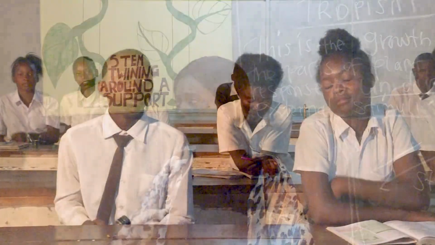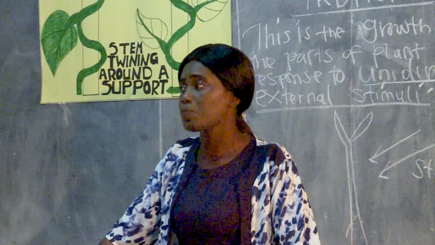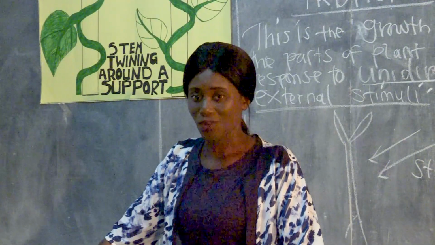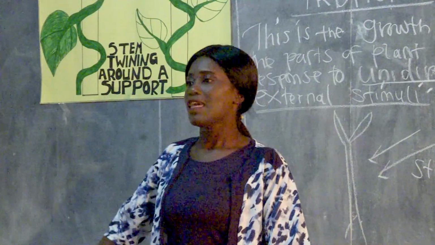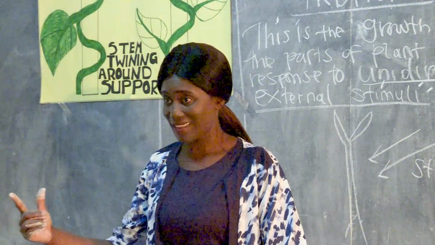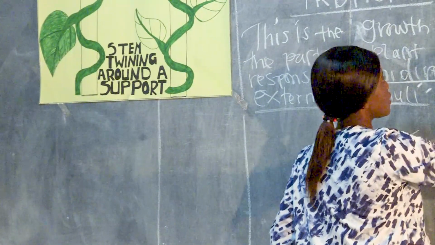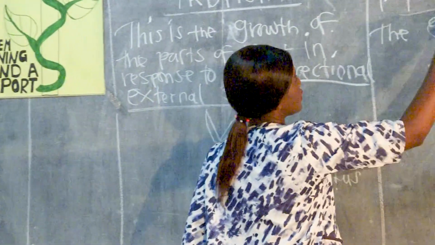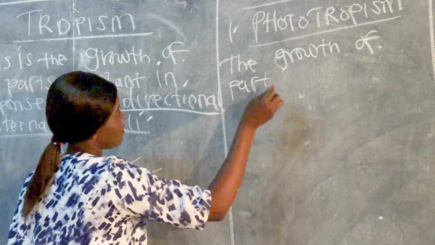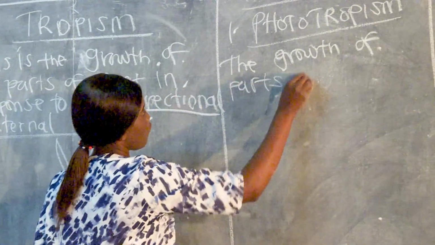Yes, Prince. Photo means light, tropism means movement. Combine the two, phototropism is the growth response of the parts of the plant towards light. Okay, so phototropism is simply the growth of parts of a plant in response to light. It's not all the plant, but it is the parts. Growth of the parts of a plant in response to light.